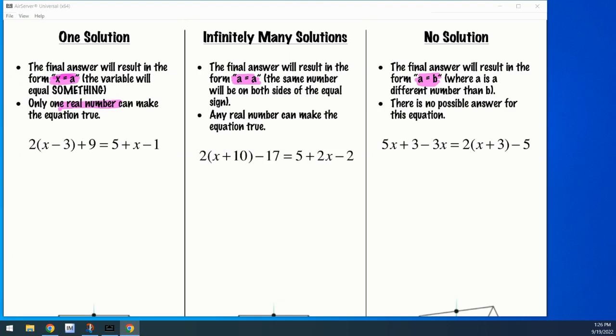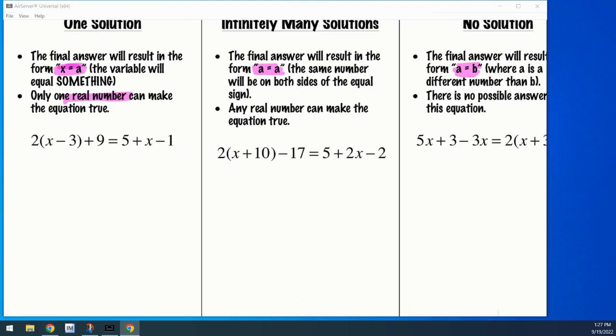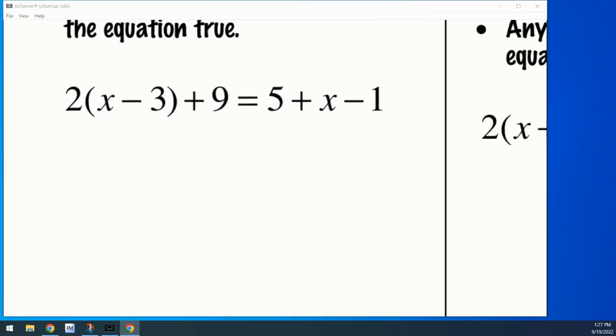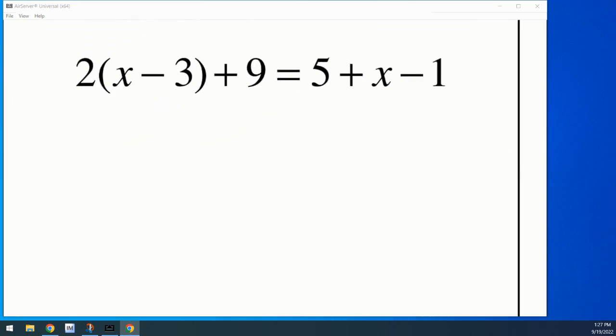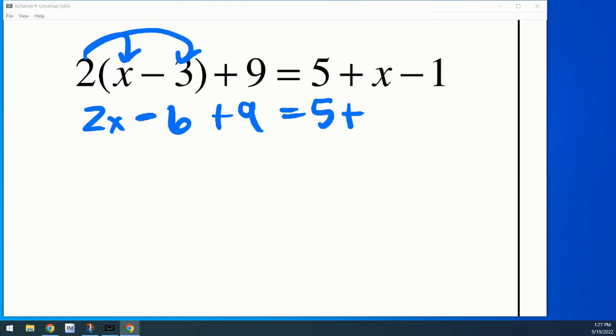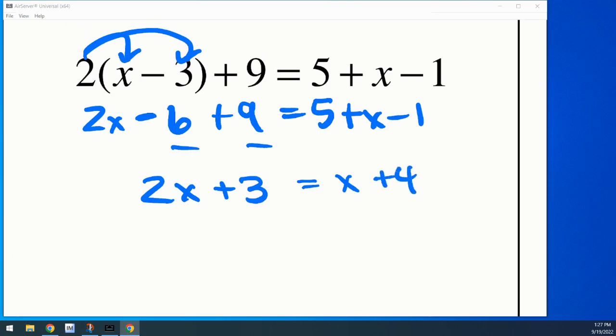Now, this is the second time we're going through this. So we're going to look at this one right here. It already tells you that it's one solution. What I want to look at when we do this is first I'm going to distribute. I'm going to get 2x, I'm going to get minus 6 plus 9 equals 5 plus x minus 1. Combine like terms. I get 2x plus 3 equals x plus 4.